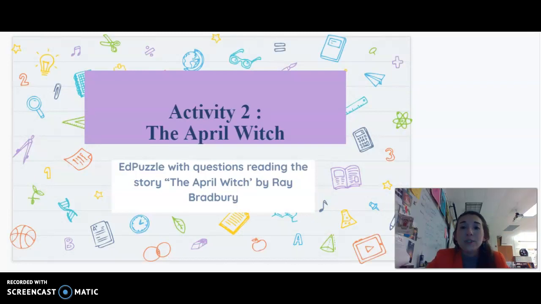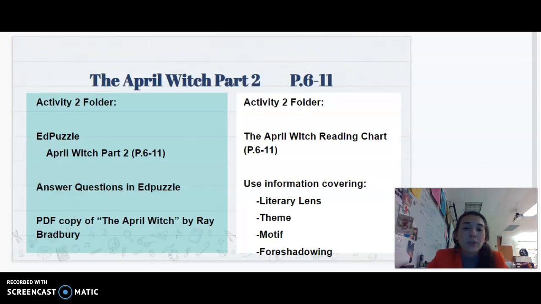Alright, Activity 2 is a continuation of The April Witch by Ray Bradbury. This would be part 2 of the Edpuzzle, pages 6 through 11. Please use the PDF copy to help support your reading and understanding. There is a reading chart for pages 6 through 11, so this would be a second reading chart. Use the information notes that you have that cover literary lenses, theme, motif, and foreshadowing to complete both reading charts.